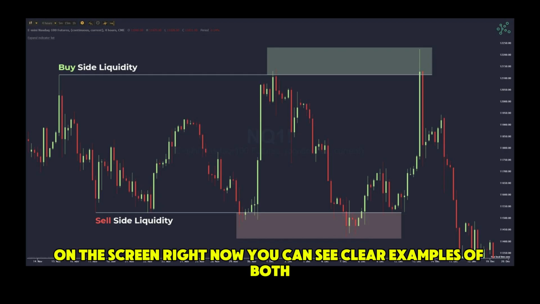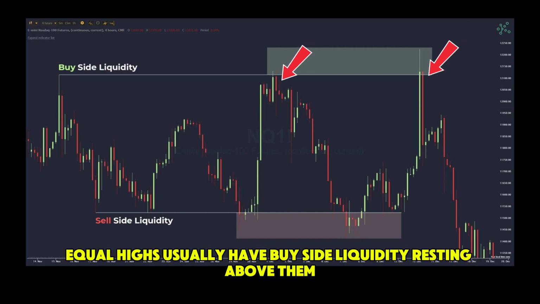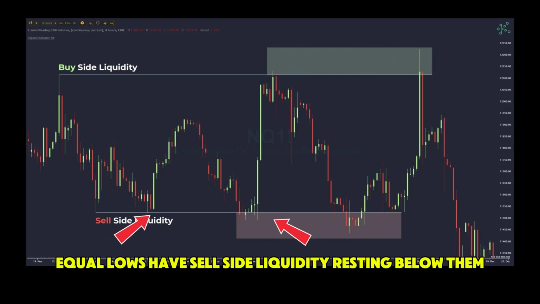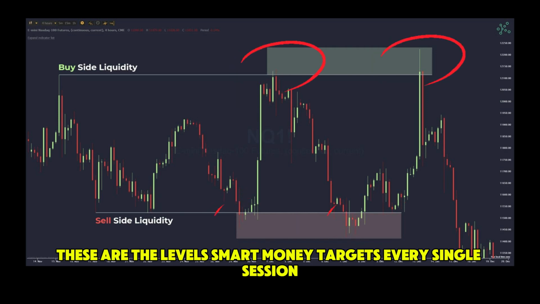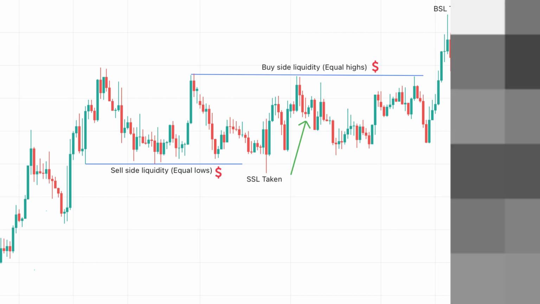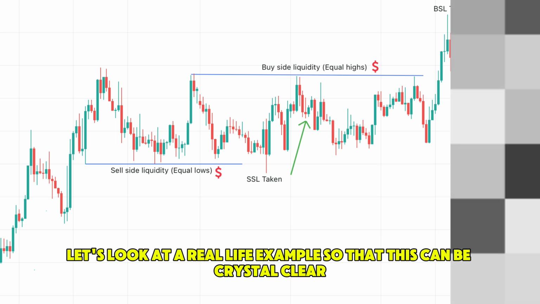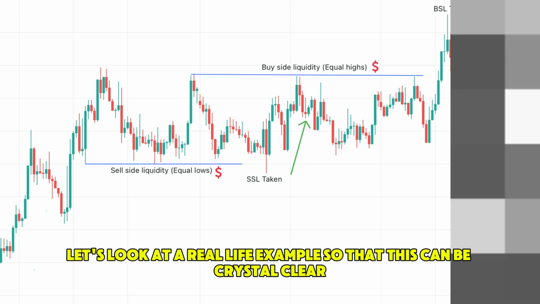On the screen right now, you can see clear examples of both. Equal highs usually have buy-side liquidity resting above them. Equal lows have sell-side liquidity resting below them. These are the levels smart money targets every single session. Let's look at a real-life example so that this can be crystal clear.